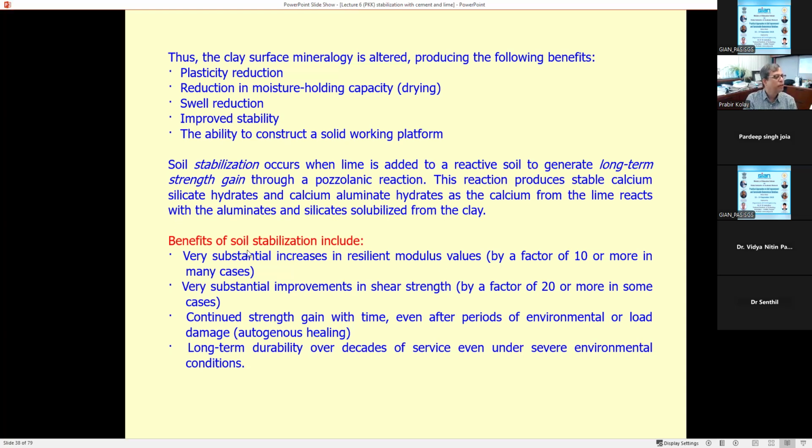Okay. So the benefits of soil stabilization include a substantial increase in resilient modulus values, by a factor of 10 or more in some cases, and improved shear strength. Then there is continuous strength gain with time, and also long-term durability over decades. So again, we need to check. When the soil is stabilized, we need to go and do the tests to see how much the strength is improved. In the lab, generally, we do the UCS test and the CBR test, and to see the effect of dynamic load, we generally do the resilient modulus test.